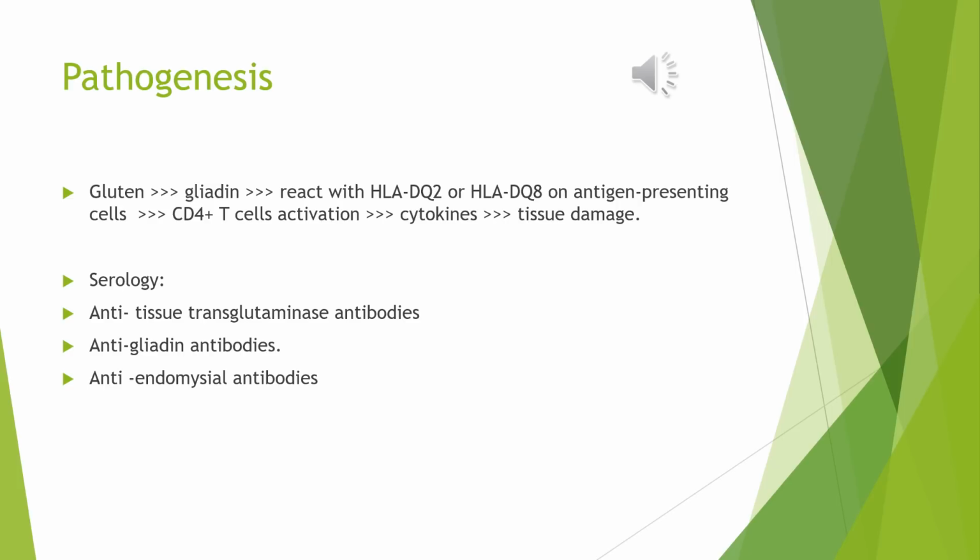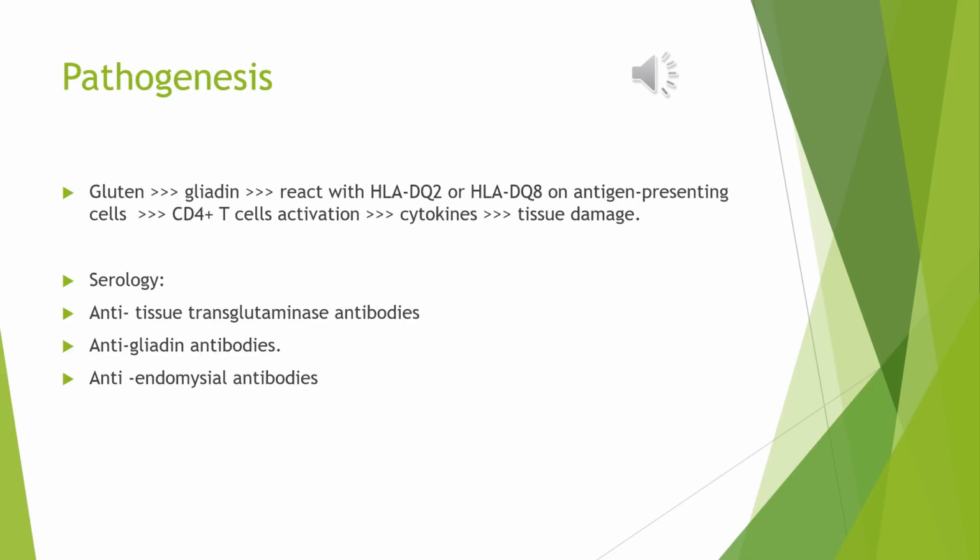Celiac disease develops in a genetically predisposed individual. The genetically predisposed individuals should carry the HLA-DQ2 or HLA-DQ8 phenotype. So all of us are exposed to gluten, but not all of us will develop celiac disease. Those who develop the disease should carry the HLA-DQ2 or DQ8 alleles on the surface of their antigen presenting cells.